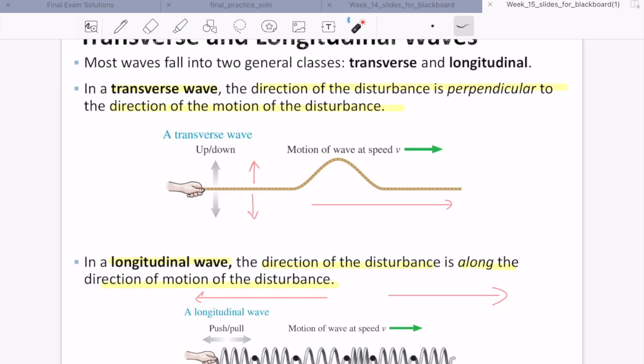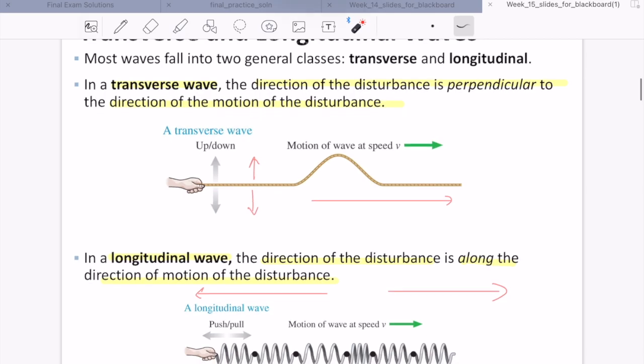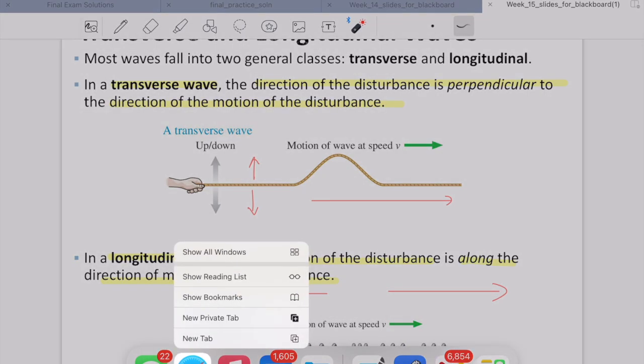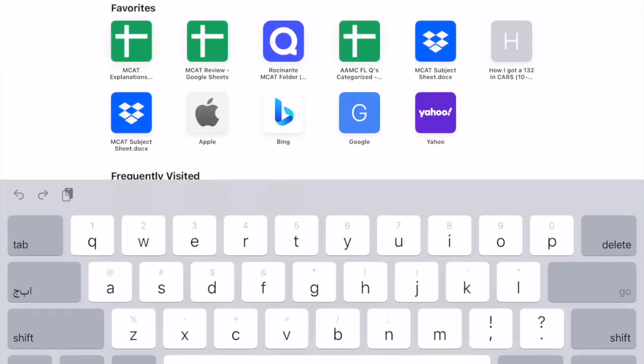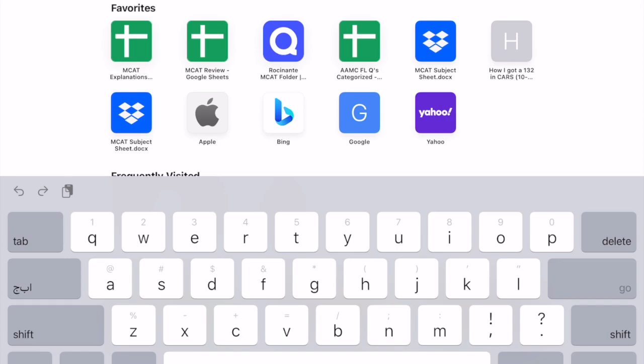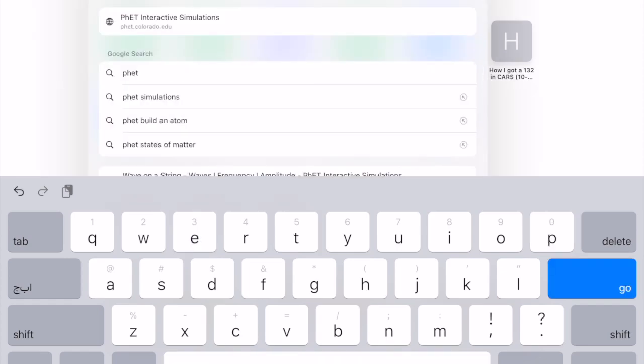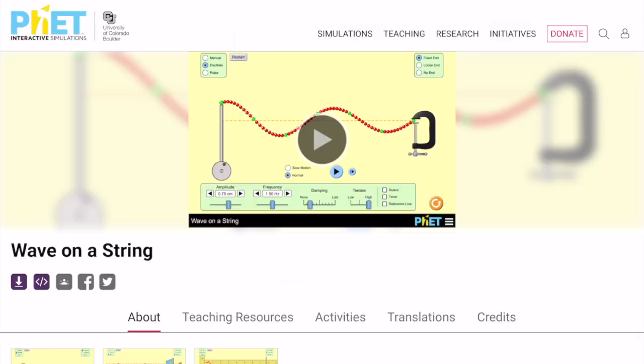And I have a little animation that I can try and show you guys here. One second. Let me pull it up here. So it's what's it called? PhET Interactive Simulations, Wave on a String.